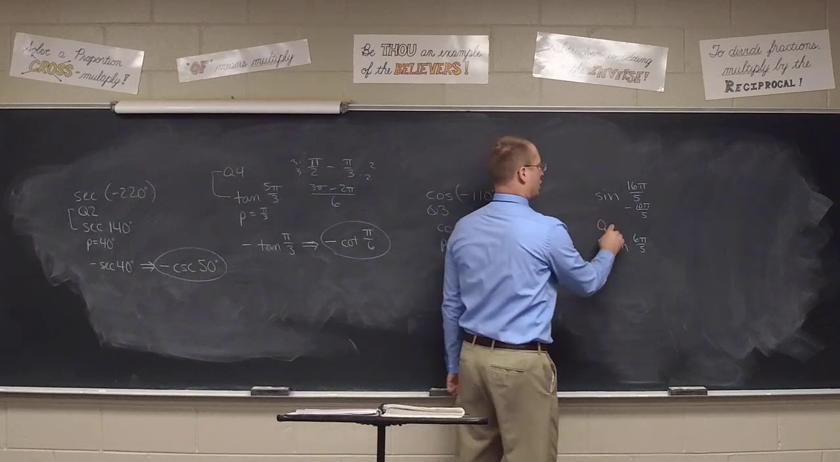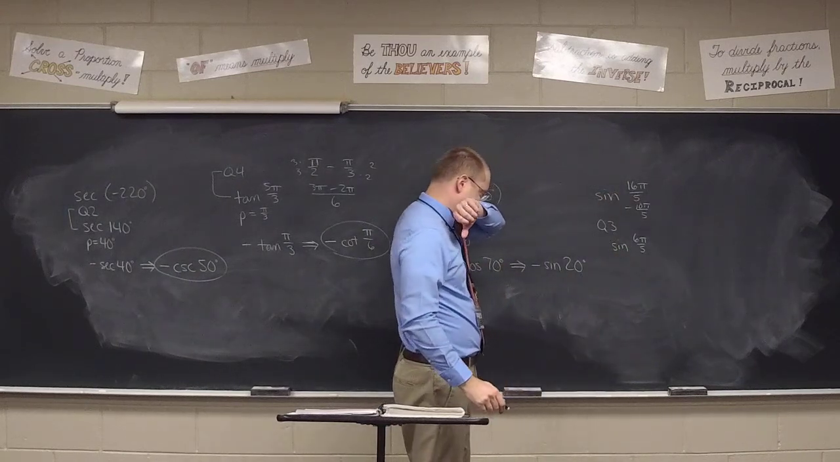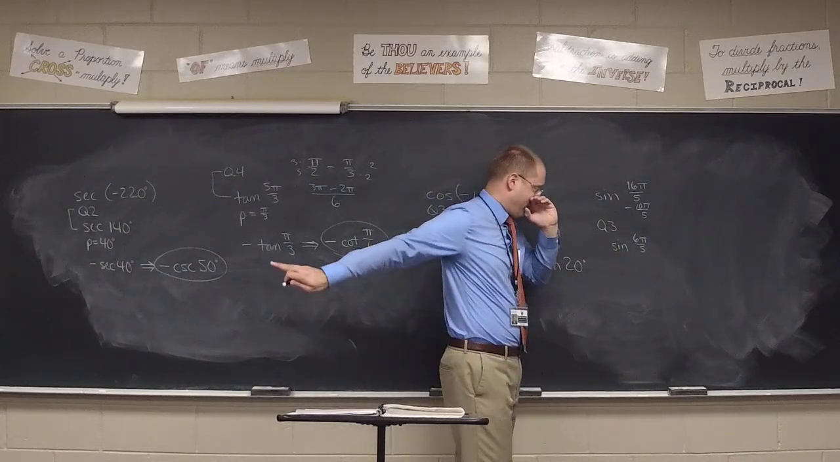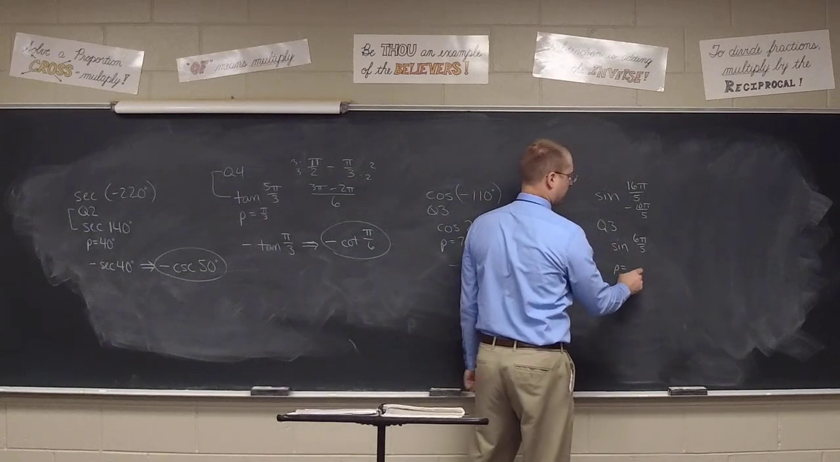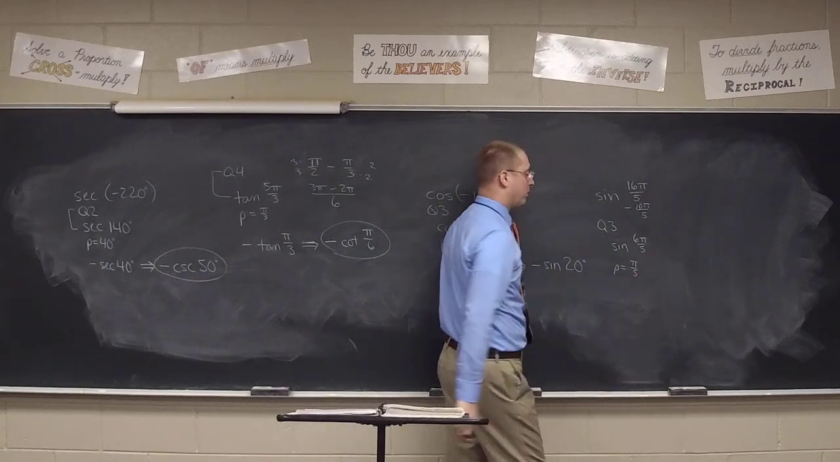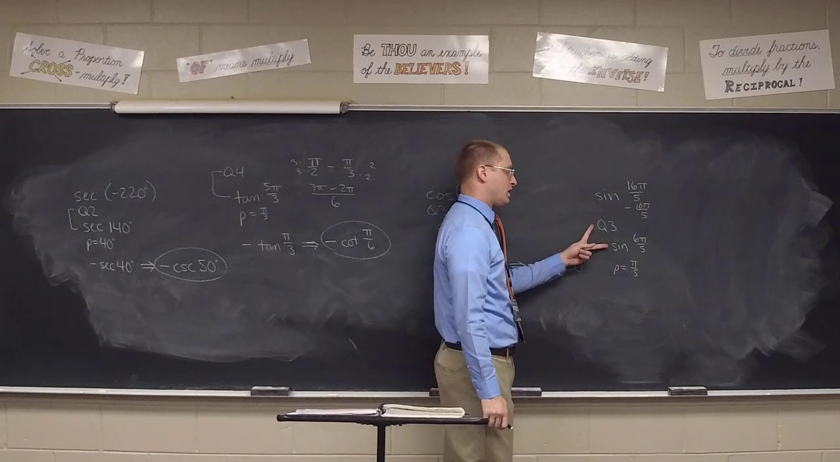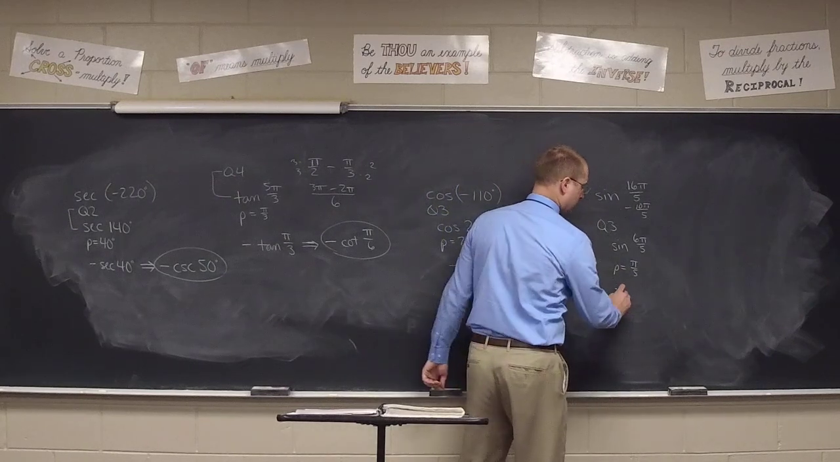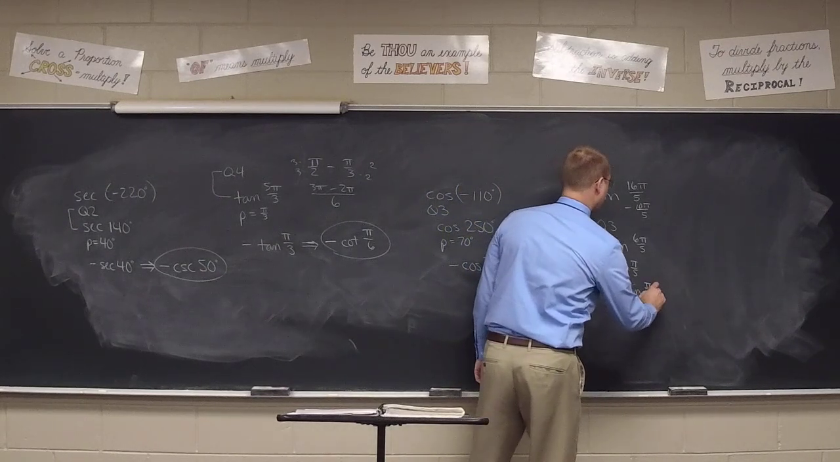Just barely into that third quadrant, where the reference angle is going to be with respect to 5 pi over 5, so it's going to be 1 pi over 5. Finally, ASTC, quadrant 3, sine is negative. Negative sine pi over 5.